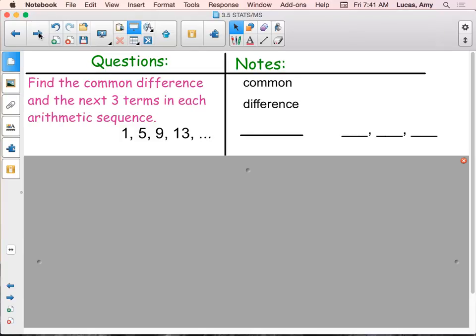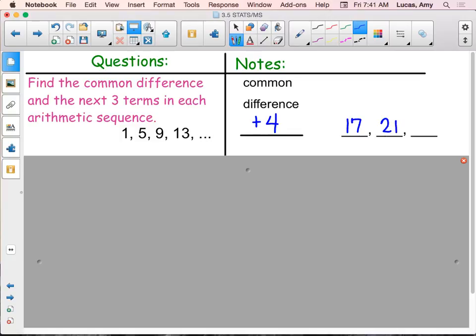So our first sequence has the numbers 1, 5, 9, and 13. Hopefully you notice pretty quickly that going from 1 to 5 means an increase of 4. Going from 5 to 9 is also an increase of 4, and going from 9 to 13 is an increase of 4. So positive 4, or adding 4 each time, will be our common difference. Then if we continue that pattern, 13 plus 4 is 17, 17 plus 4 is 21, and 21 plus 4 is 25.